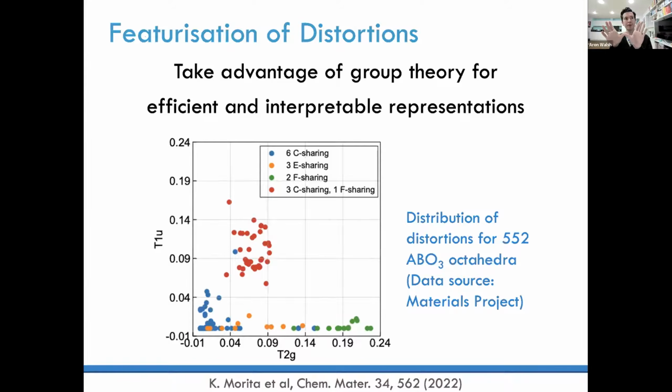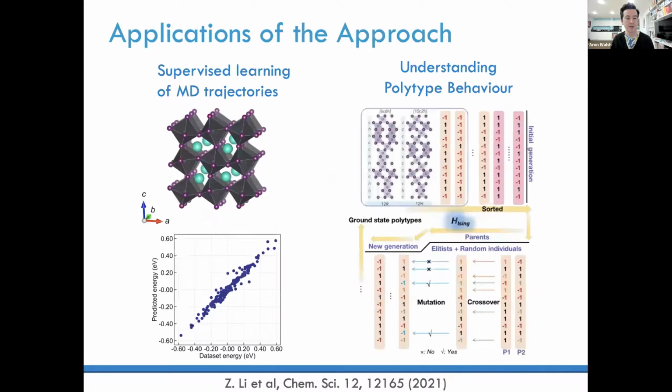So whether you have corner sharing networks or edge sharing networks or face sharing networks or some combination of corner sharing and face sharing, the distortions really broke down into these separate sets. In this case, you get the strongest distortions in the combination of these two particular modes, when you have a mixture of corner and face sharing connectivities.